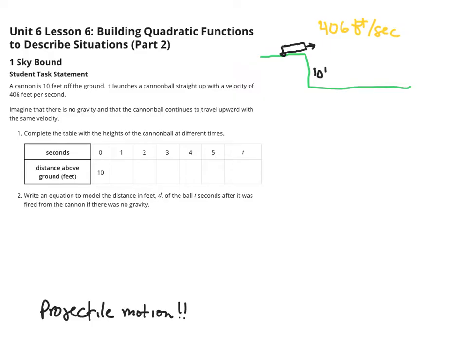Imagine that there's no gravity and the cannonball continues to travel upward with the same velocity. Complete the table with the heights of the cannonball at different times. Notice we are already 10 feet above the ground. My drawing is actually pretty stinky. Let's fix that. We're going straight up, right? So let's just do this table.